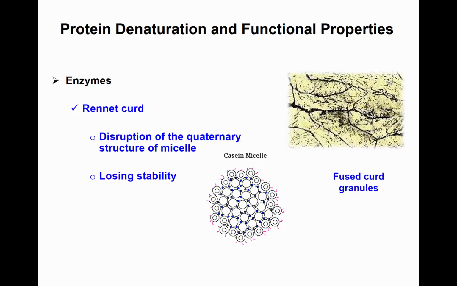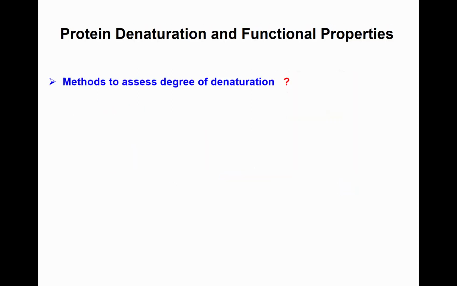So the whole micelle is destabilized because you don't have that repulsion of the net negative charge between the micelles. So they're going to start coming together because there's no net charge anymore. They're going to come together, fuse, and form hydrophobic bonding and calcium phosphate bridges, and then you end up with an irreversible curd that is formed.